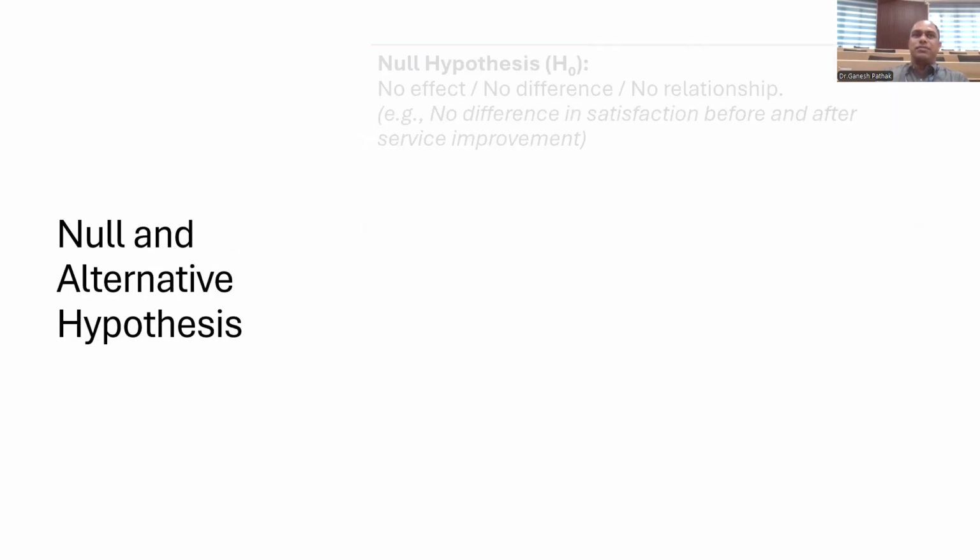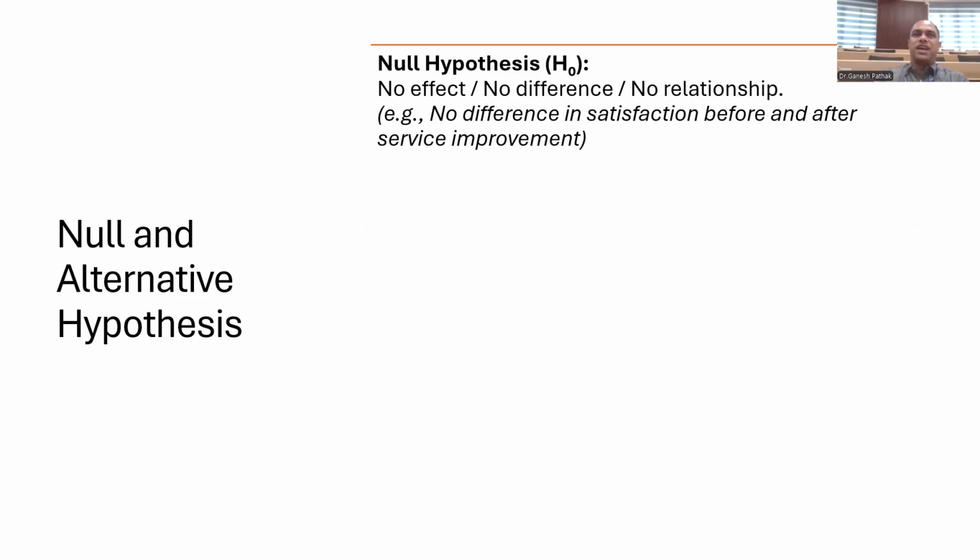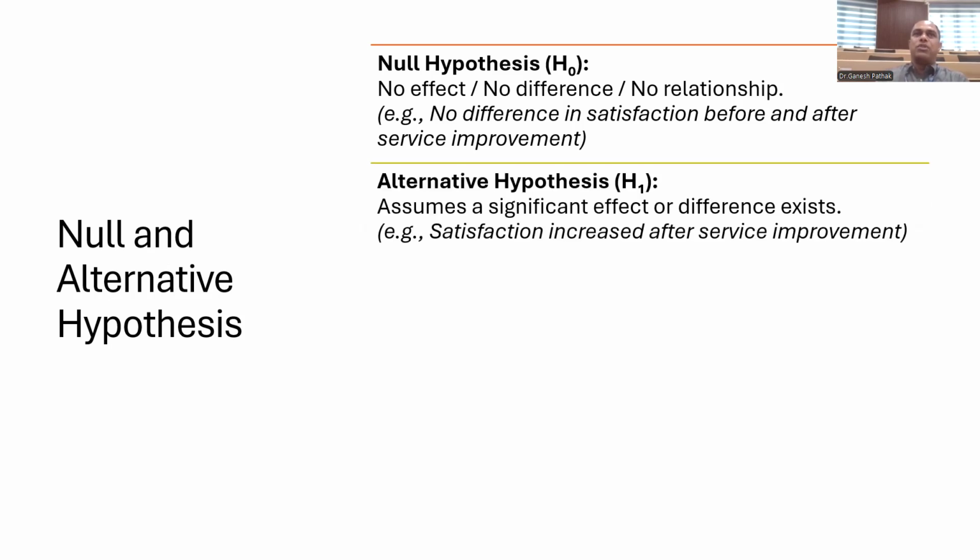Now, what is the meaning of null hypothesis and alternative hypothesis? In most statistical studies, we work on two main types of hypothesis: null hypothesis and alternative hypothesis. The null hypothesis is denoted as H naught and the alternative hypothesis is denoted as H1.